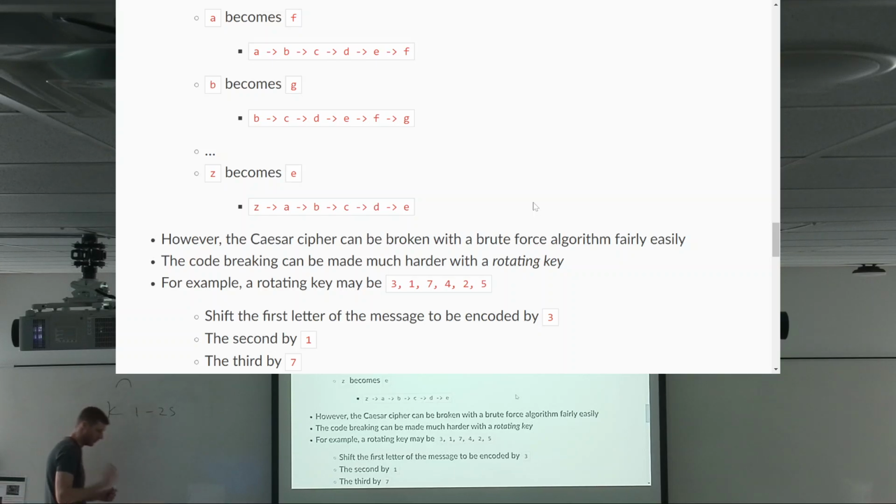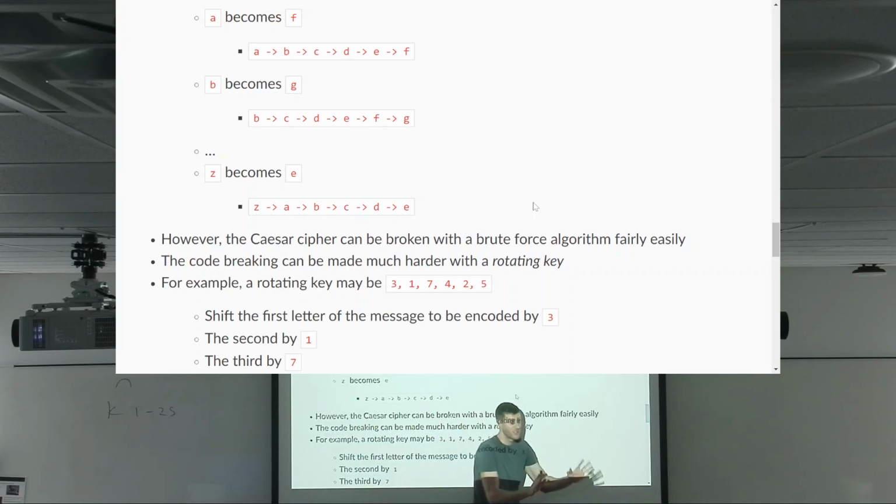But what you could do is a rotating cipher. It requires a little bit more coordination beforehand. You tell your generals, okay, we're going to use a cipher, and it's not every letter offset by 5. I'll say offset 3, and then the next letter you offset 1, and then 7, and then 4, and then 2, and then 5, and just repeat that pattern for every letter. Right? That's what we're going to do.